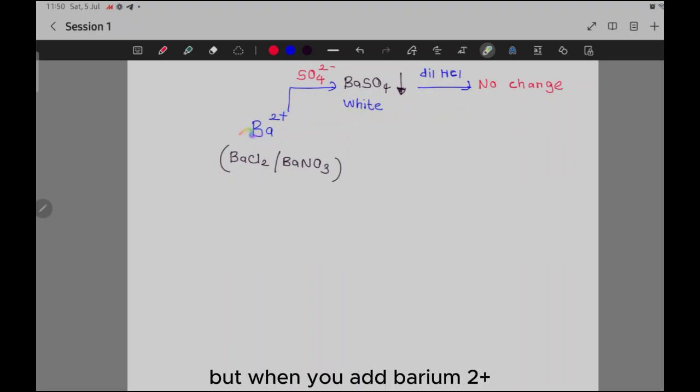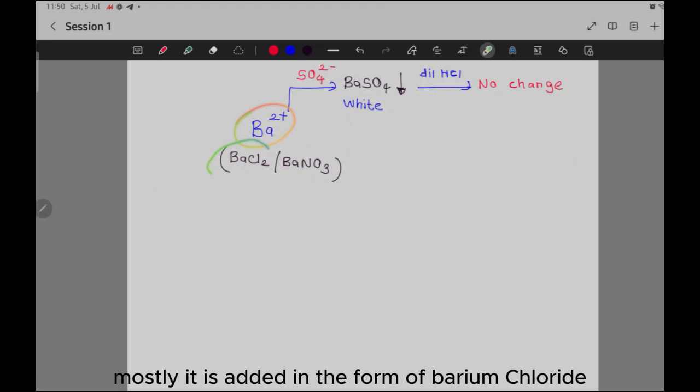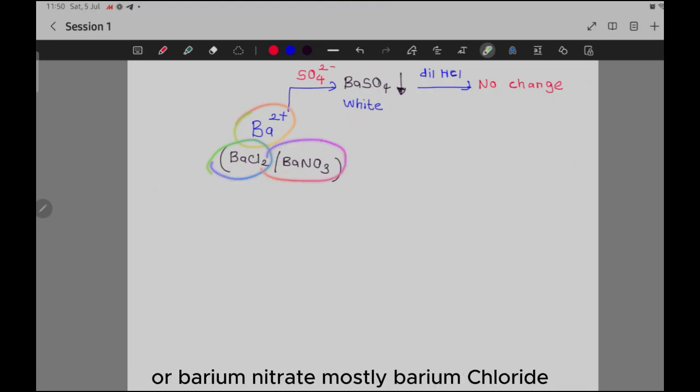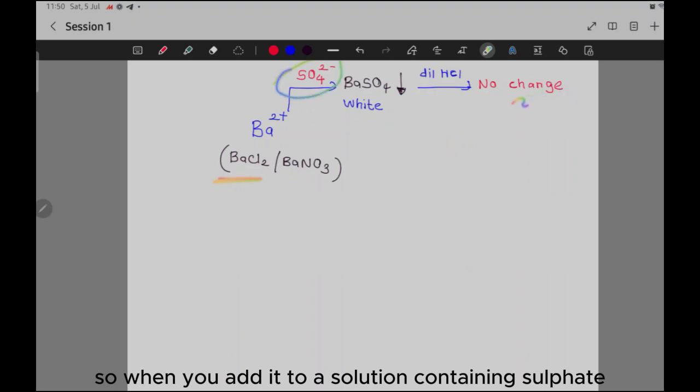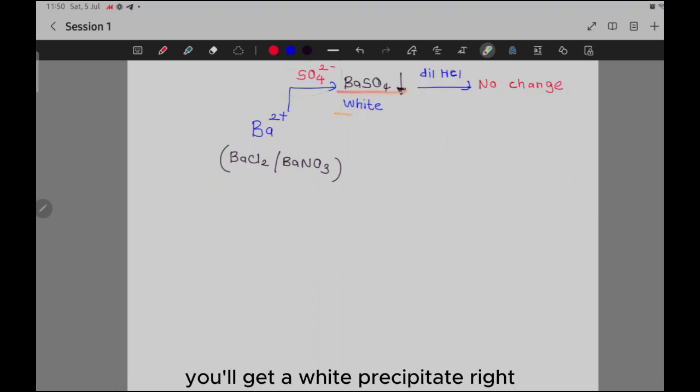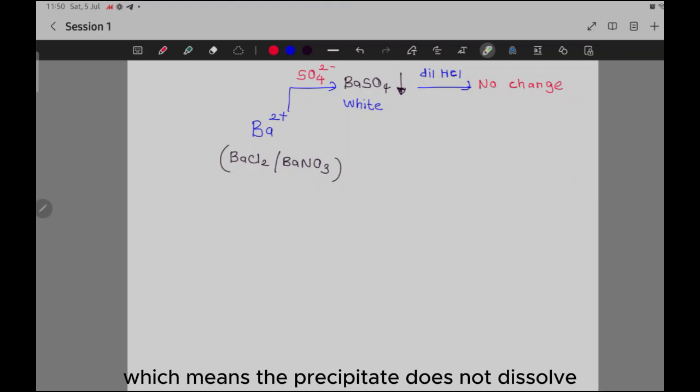When you add barium 2 plus, mostly it is added in the form of barium chloride or barium nitrate, mostly barium chloride. So when you add it to a solution containing sulfate, you will get a white precipitate. And when you add dil HCl to that precipitate, there will be no change, which means the precipitate does not dissolve when dil HCl is added. Okay.